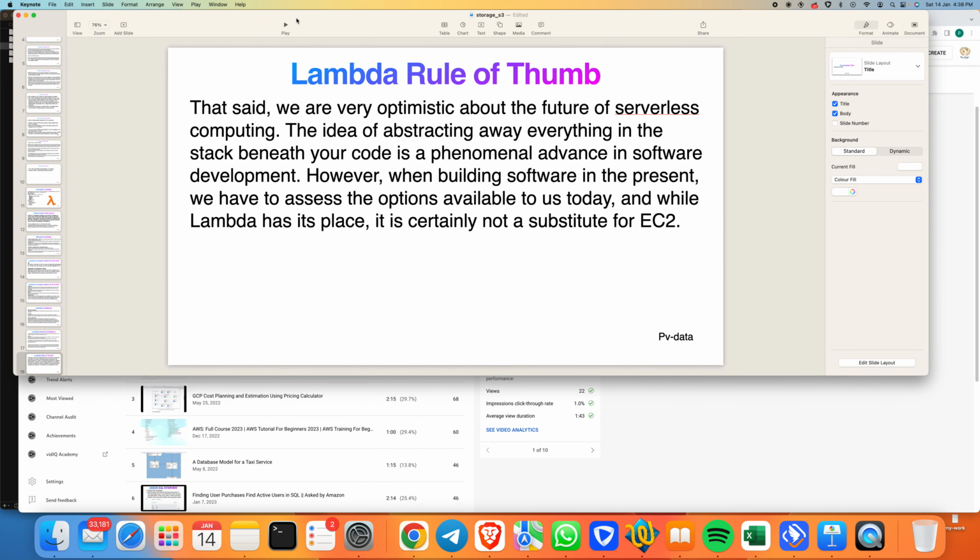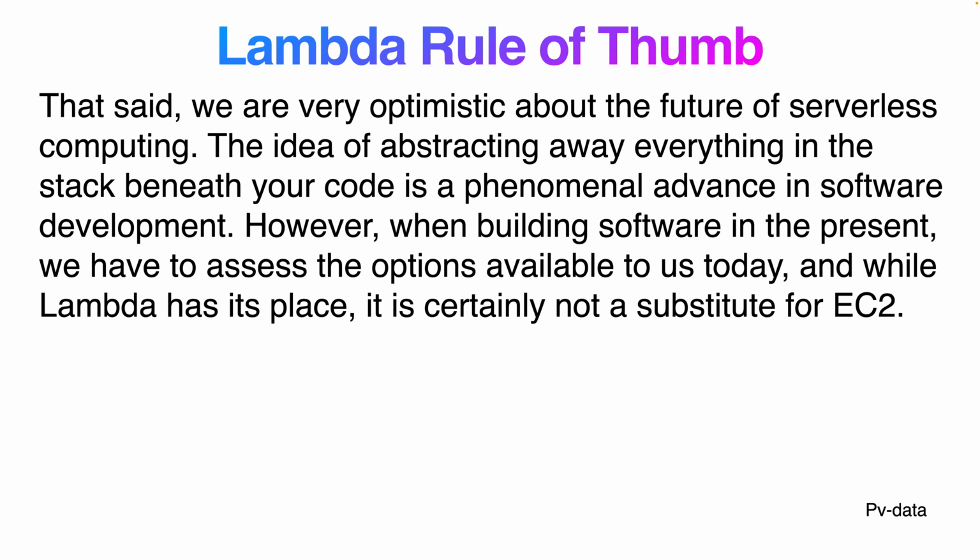So the next part we are talking about is the Lambda rule of thumb. That said, we are very optimistic about the future of serverless computing. The idea of abstracting away everything in the stack beneath your code is a phenomenal advance in software development. However, when building software in the present, we have to assess the options available today. And while Lambda has its place, certainly it's not a substitute for everything.